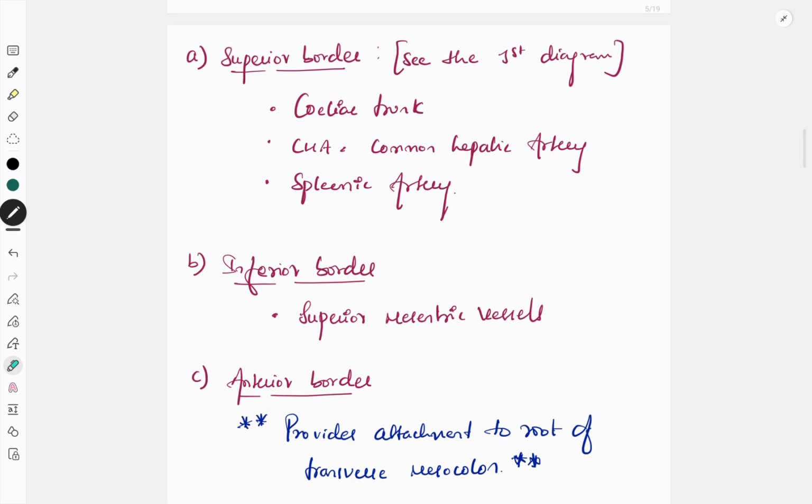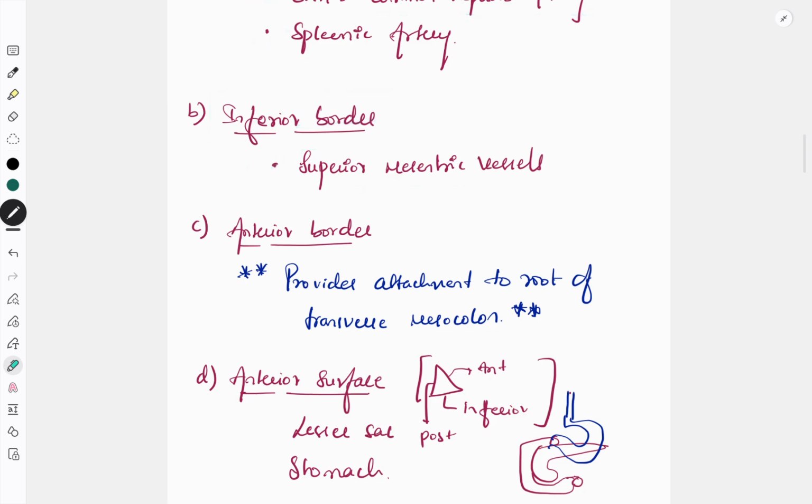So we are done with the borders of the body of the pancreas. Next, and it is very easy. You just have to look at the diagram and you can write this. Superior border is celiac trunk, splenic artery as well as the common hepatic artery. Inferior border will be superior mesenteric vessels. The anterior border, which you have to remember, provides attachment to the root of transverse mesocolon. These two though, you can look at the diagram and write. This you need to remember.